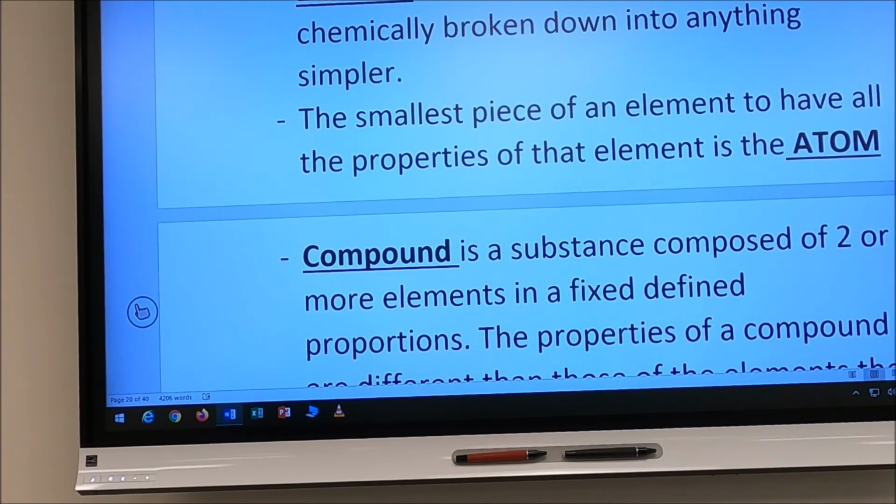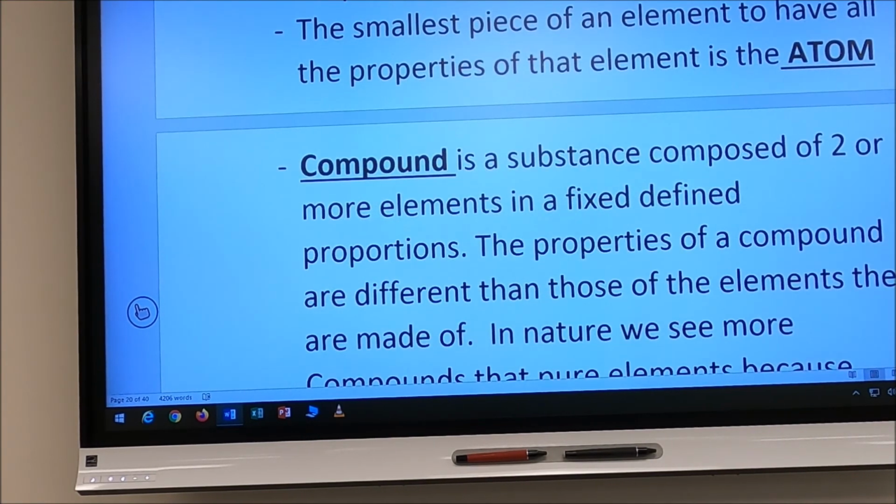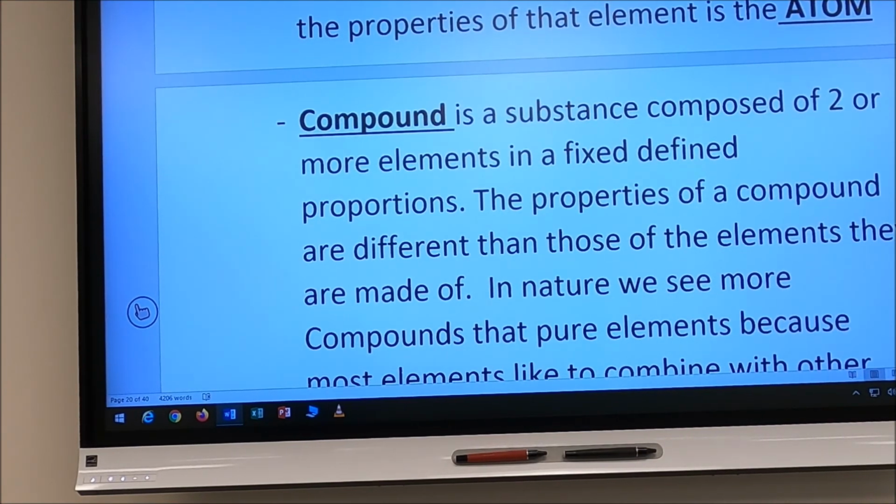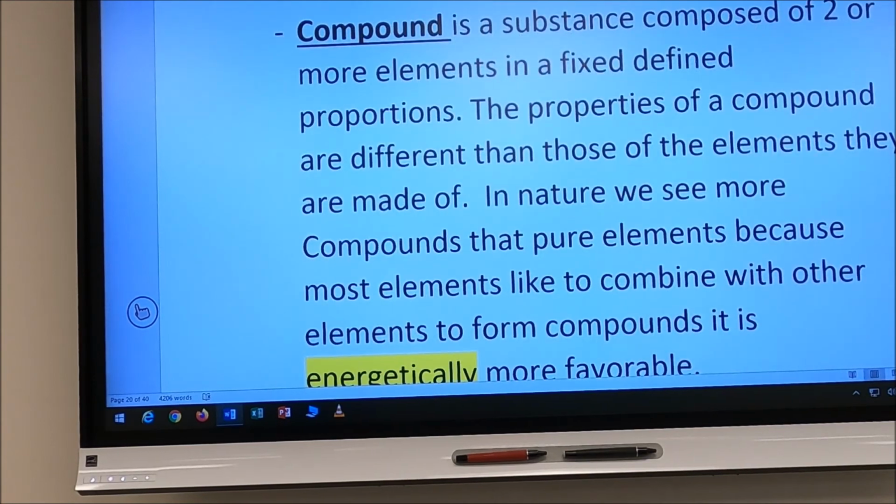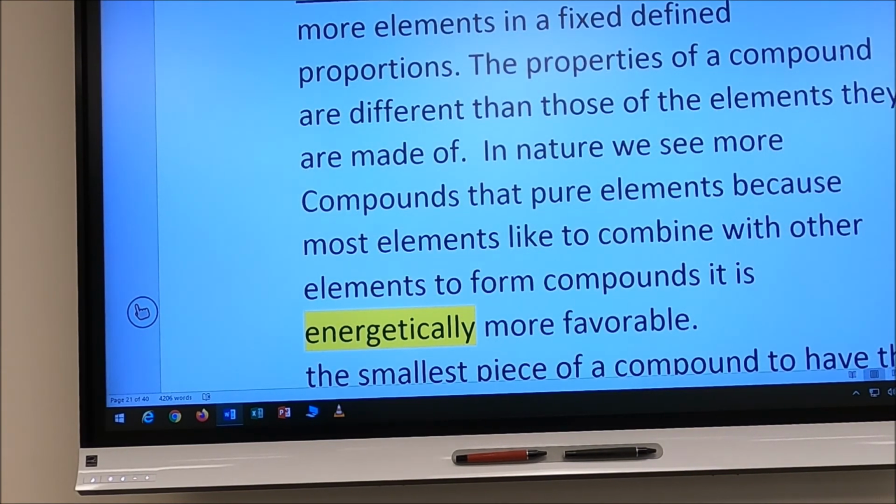The smallest piece of an element to have all the properties of an element is an atom. You can find molecules of elements, and when we start encountering those, I'll point them out to you. Remember, a molecule is a combination of two or more atoms that are chemically bonded together. So they could be identical atoms, or they could be atoms of two different substances.